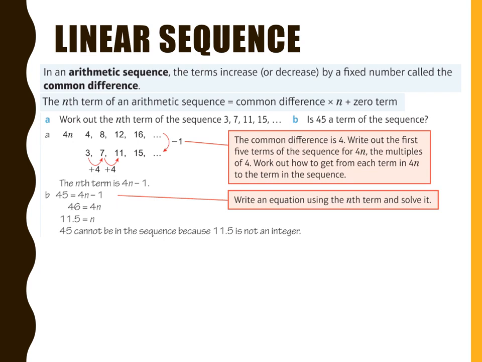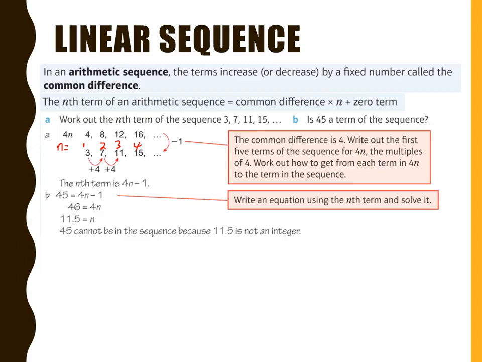So if we were to look at this example, work out the nth term of the sequence 3, 7, 11, 15. The first thing we need to do is find the common difference. It's already done here: plus 4, plus 4, plus 4, plus 4. So that is your common difference. So straight away you write your 4n, because 4 times n can be written as 4n. And then it says plus 0 term. What I usually say is 0 term means this is your n equals 0. So if we write n here, this is 1, 2, 3, 4. So this is your first term, second term, third term, fourth term.